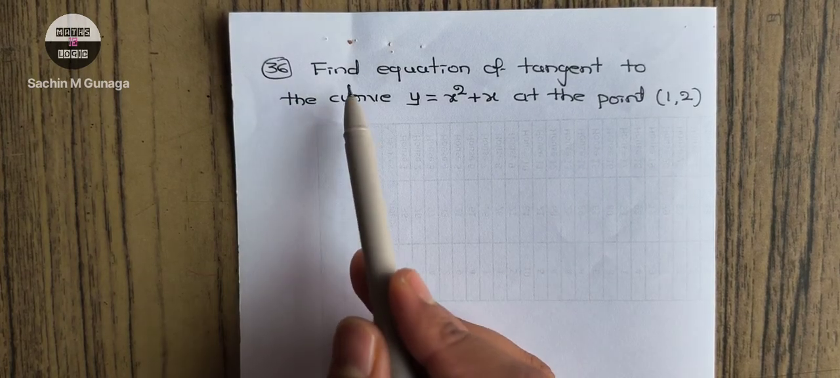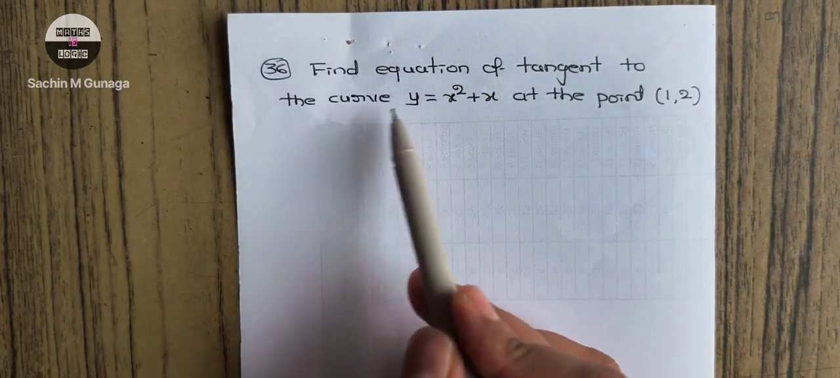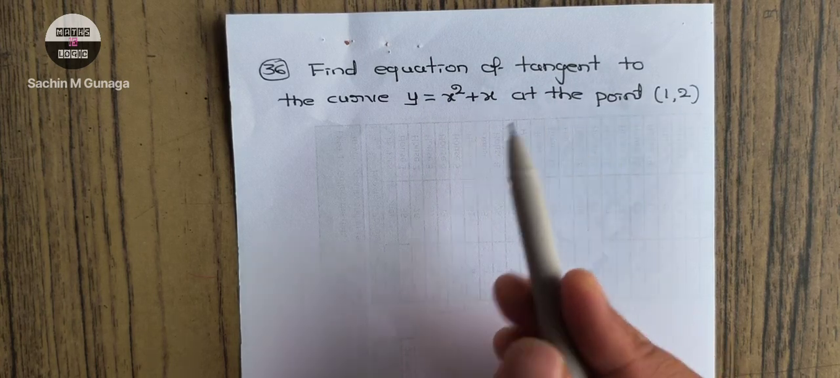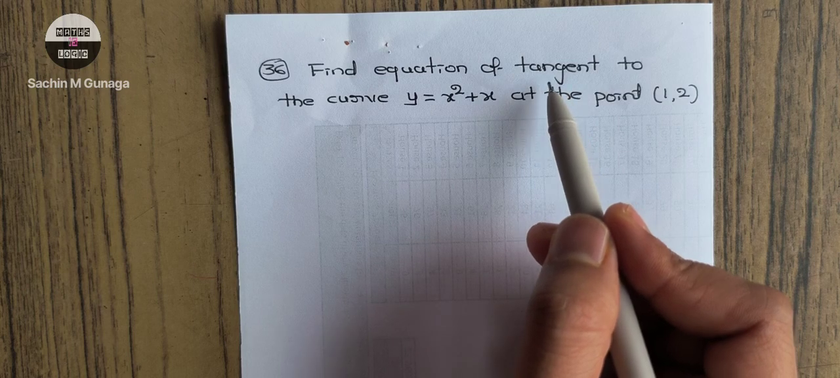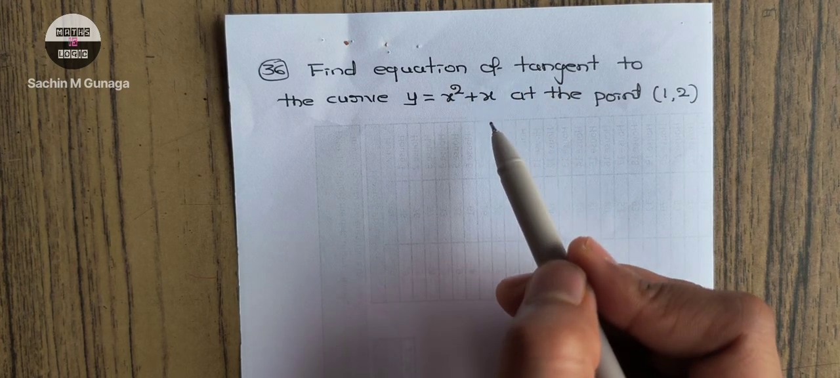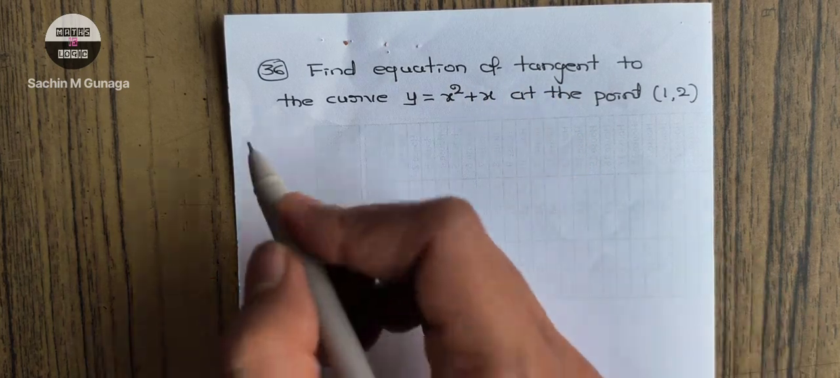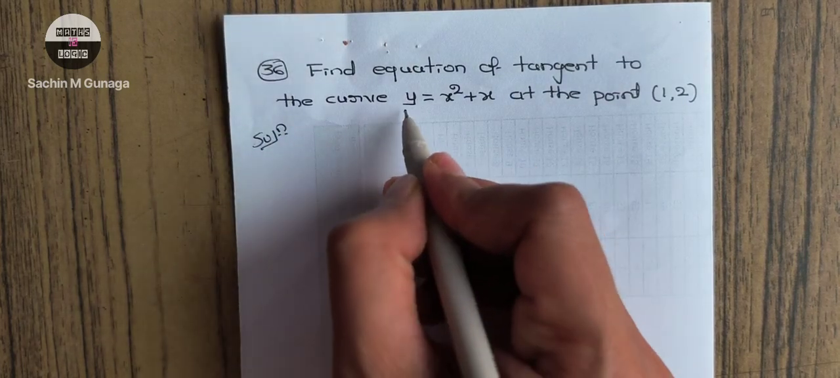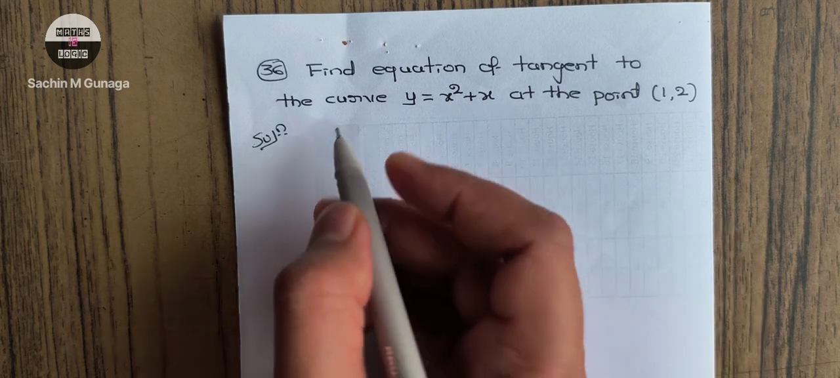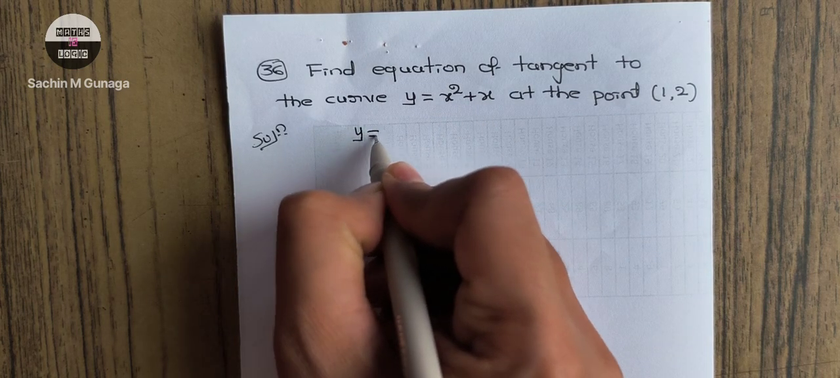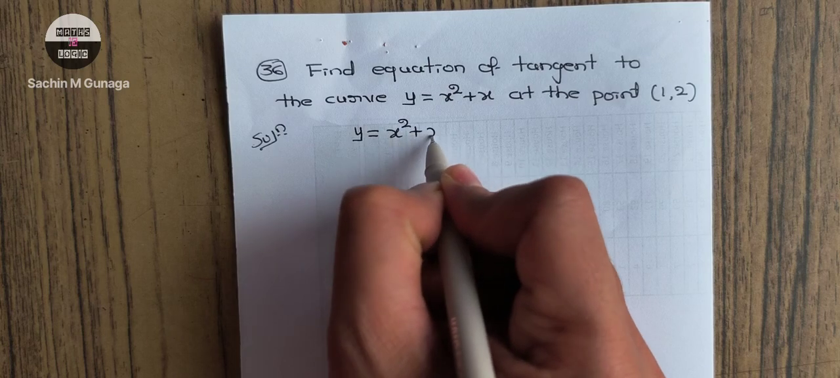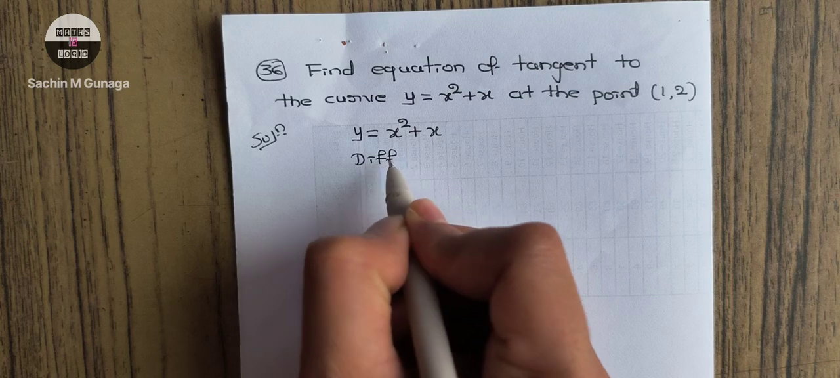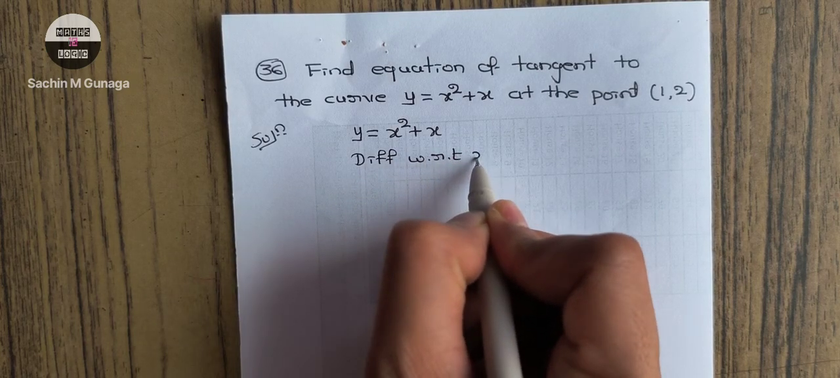Next, question number 36. Find the equation of the tangent to the curve y is equal to x square plus x at the point 1 comma 2. Here we need to find the equation of the tangent. To find the equation of the tangent, first we need to find the slope. So to find the slope, we need to differentiate the given function with respect to x. Therefore, consider y is equal to x square plus x. So, differentiate with respect to x.